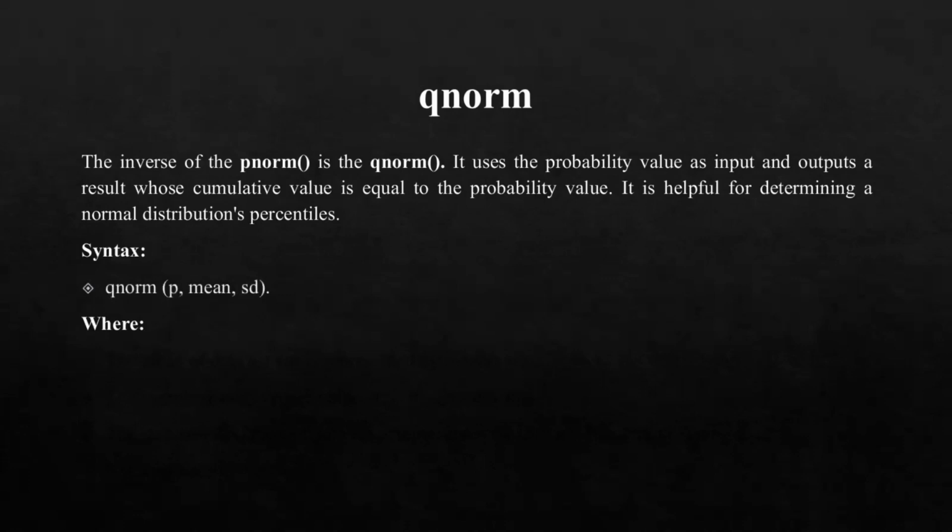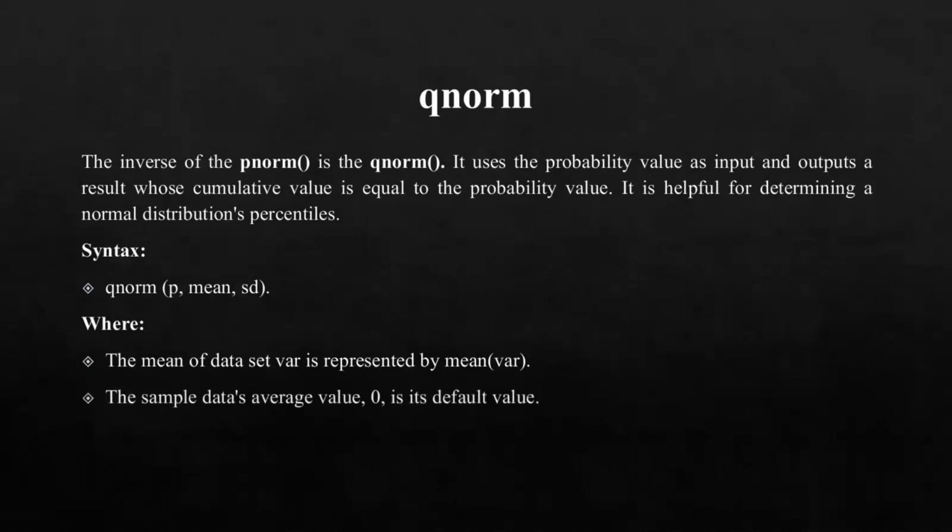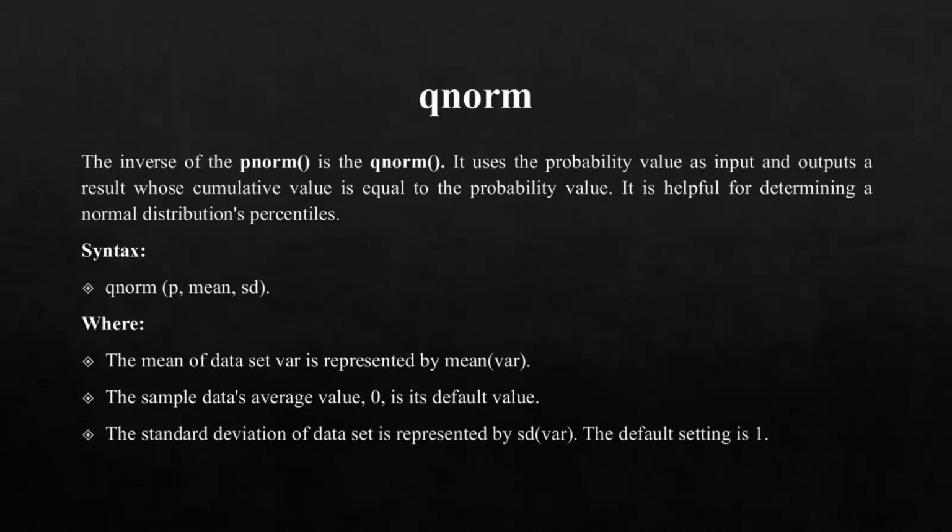Just use the qnorm keyword and pass the parameters, where the mean of the dataset is represented by mean var. The default value is 0. The standard deviation of the dataset is represented by sd var. The default setting is 1. P is a probability vector. Let's implement this in RStudio.